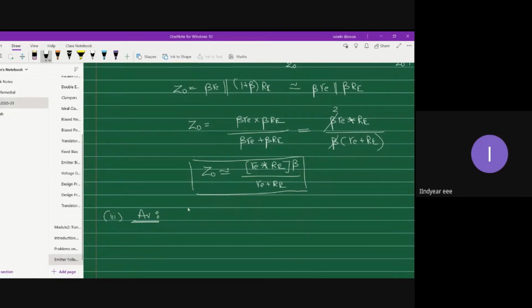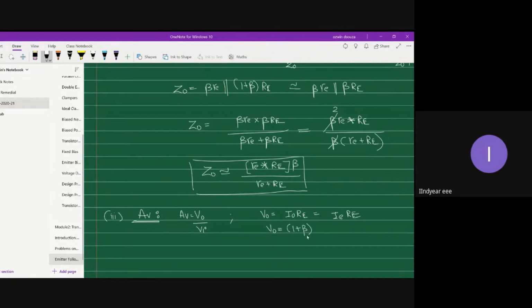Next, we have the voltage gain. So AV is V0 by VI, where V0 is equal to output current into output voltage. So it is I0 into RE, which is also equal to IE into RE, because I0 is equal to IE for the emitter follower circuit. So V0 is equal to IE, and IE we can write as 1 plus beta times IB into RE. Let us take this as our voltage expression.